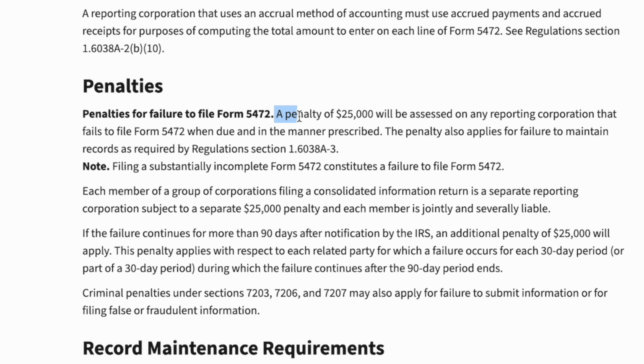We can see this directly from the IRS. A penalty of $25,000 will be assessed for any reporting corporation that fails to file the form 5472. And it's not only that, but if the failure continues for more than 90 days after notification, an additional penalty of $25,000 will apply. Which is again why I would recommend using a service like Doola, because they just do it for you. They just let you know, okay, we need this information for this form, and they just send it and they take care of it.